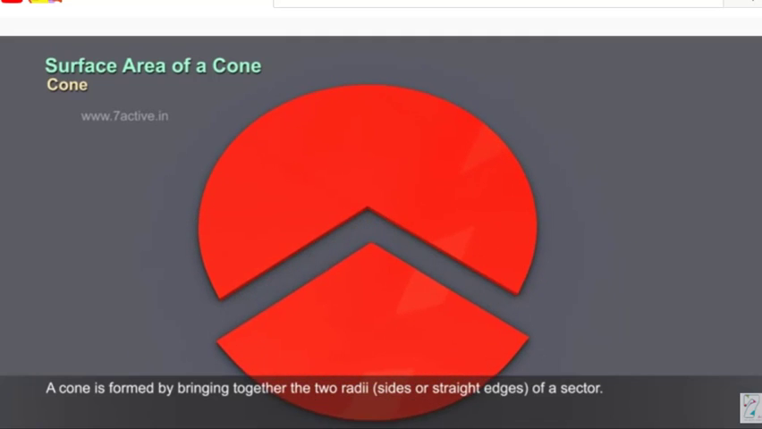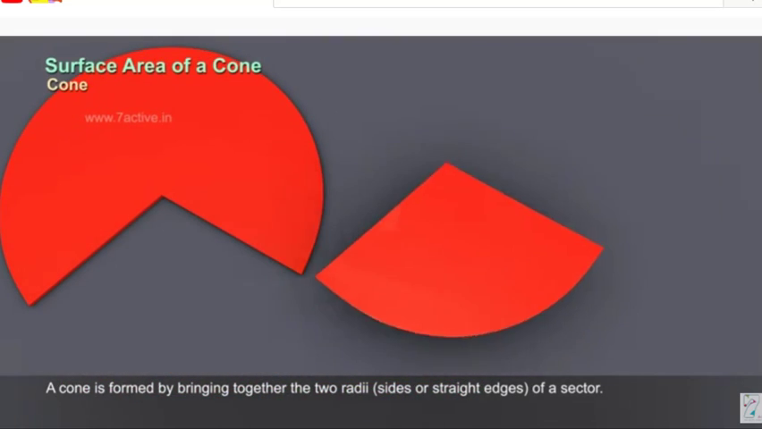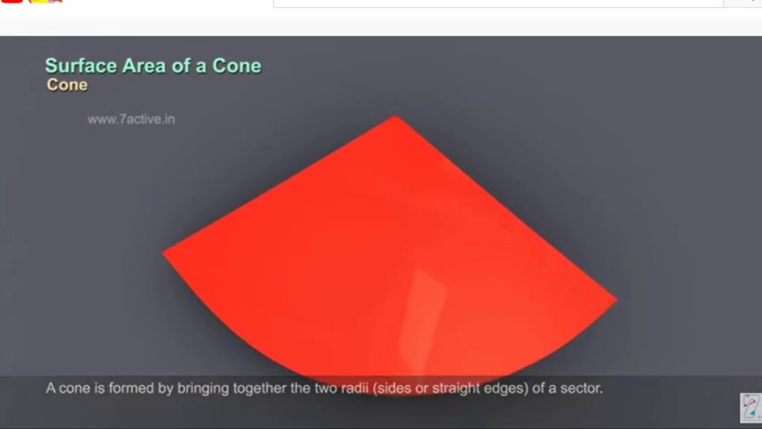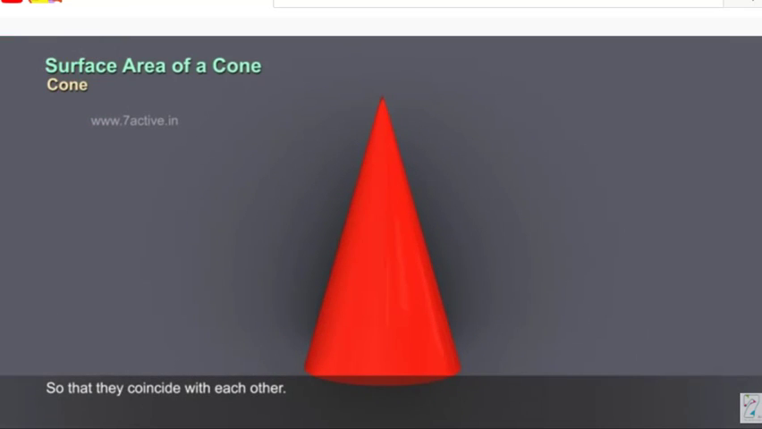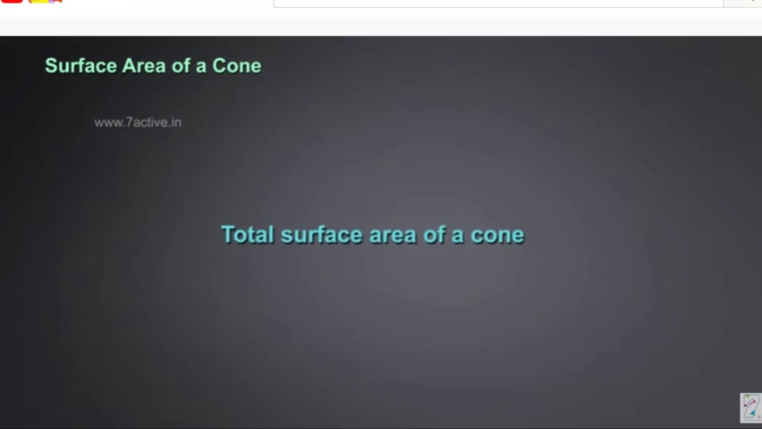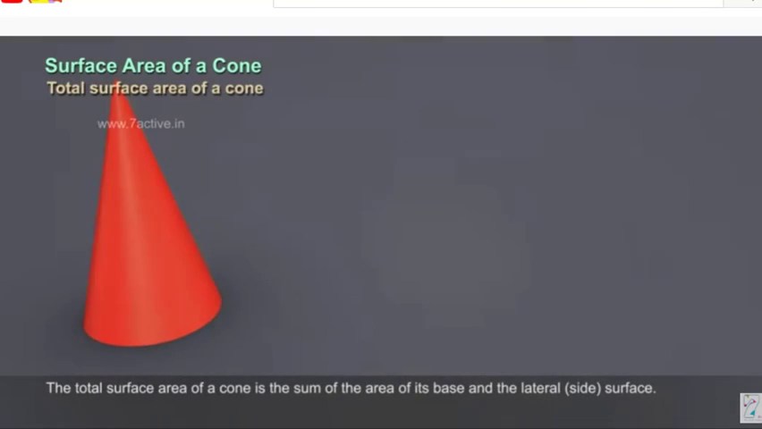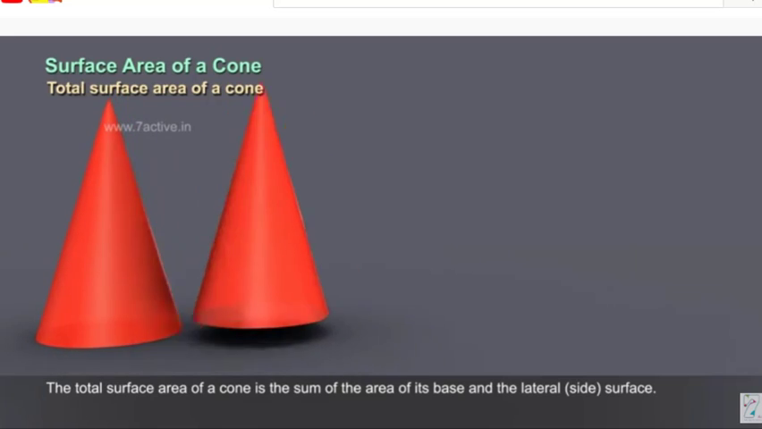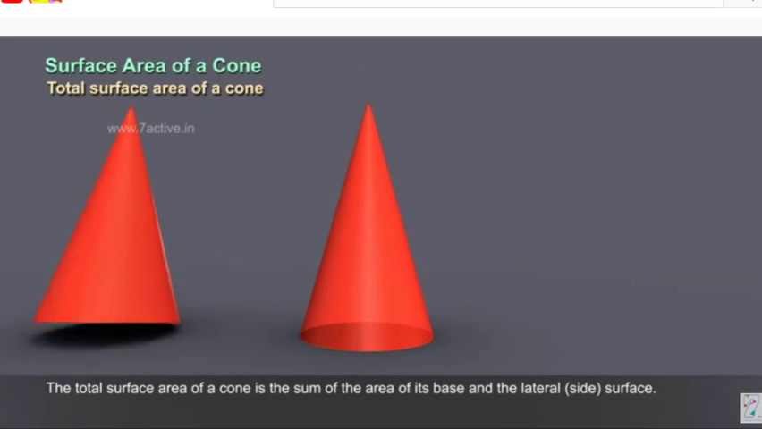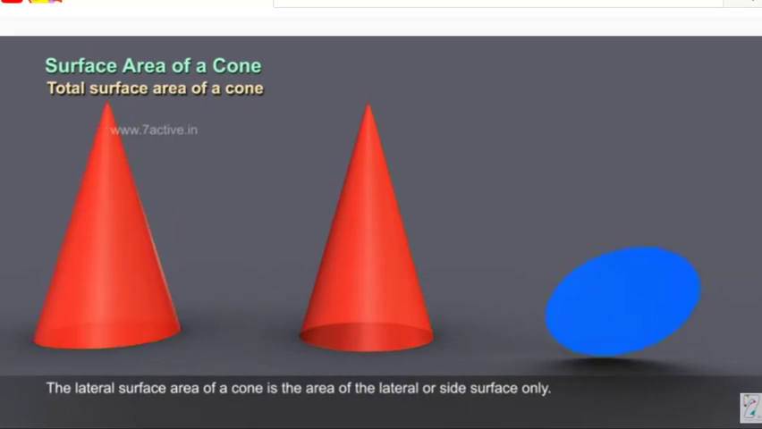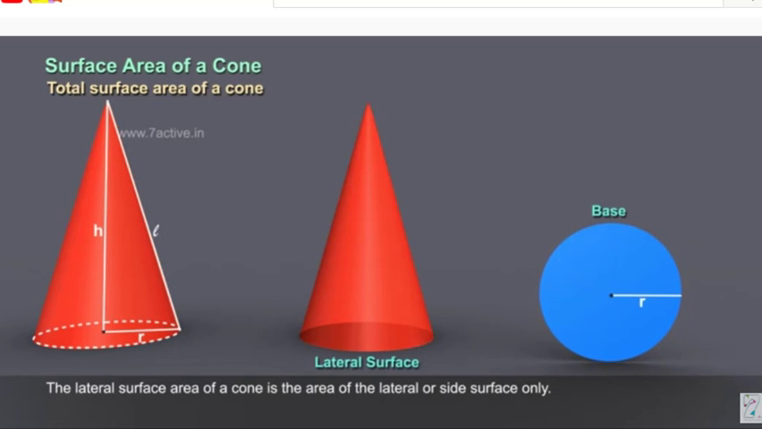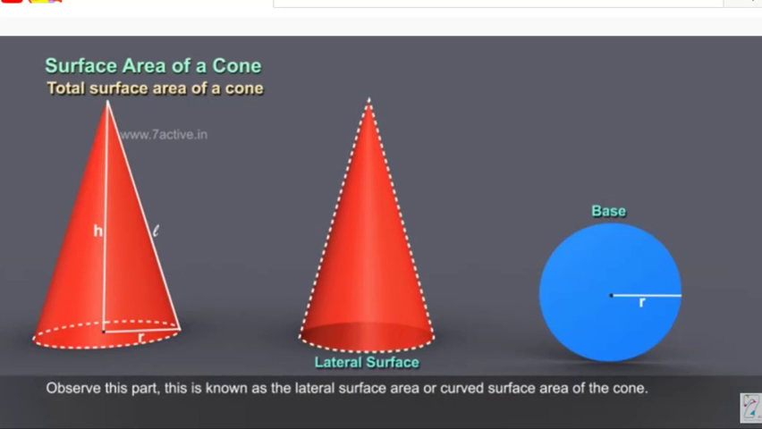The next surface area we're going to find is the surface area for a cone. If we start with the sector of a circle and bring the corners of the sector together, you can see how it forms a cone. To find the total surface area of a cone, you're going to need two parts: the lateral area, and the base, the bottom of the cone. The base should be easy. That's just the area of a circle. And the lateral area is what we're going to try to find right now.